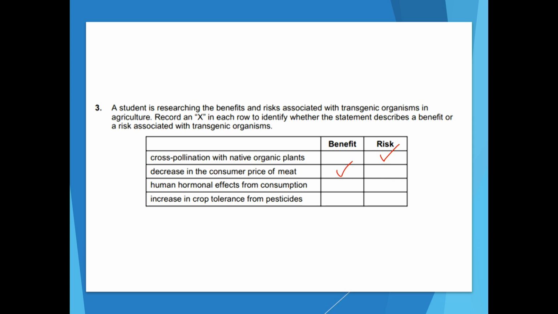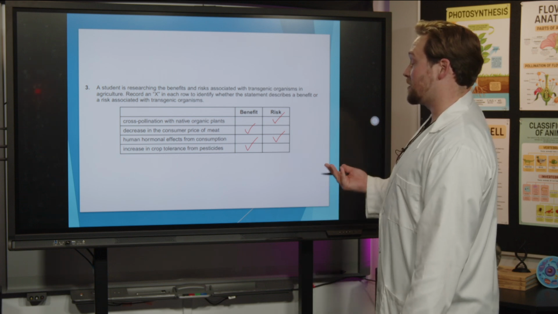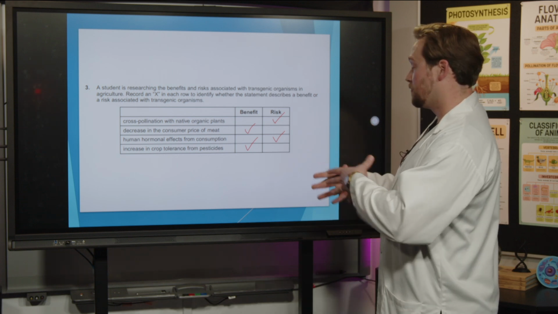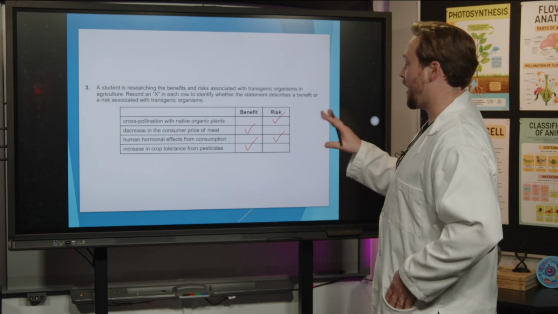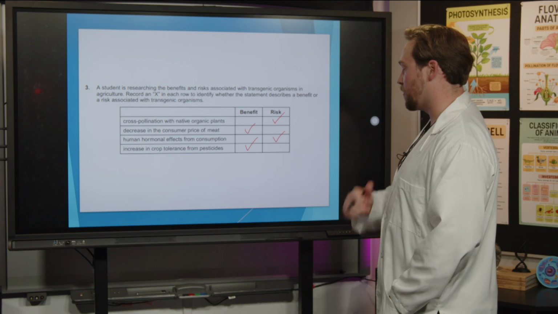The next one says human hormonal effects from consumption. Okay, well, that one's probably going to be a risk. We don't really know how these transgenic organisms might affect a human, and so if it does have an effect, it's probably going to be a risk. And then the last one says increasing crop tolerance from pesticides. That's going to be a benefit. If our food isn't getting destroyed by pesticides and these other insects, that's going to be a good thing for us. So we have some benefits and some risks for these transgenic organisms. Great work. Let's move on to the next one.